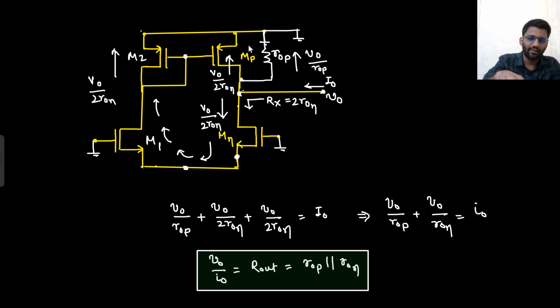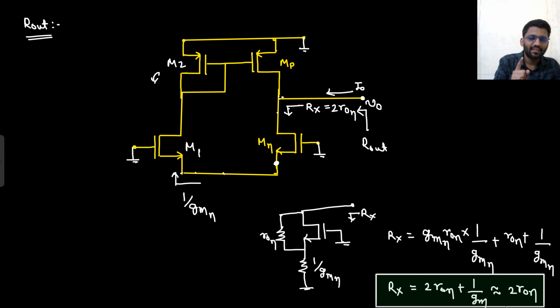So eventually we can apply the nodal analysis here. From V0, what is the current coming? From V0, I0 current is coming. That current is equal to V0 by 2 RON plus V0 by 2 RON plus V0 by ROP. So the impedance is ROP parallel with RON.